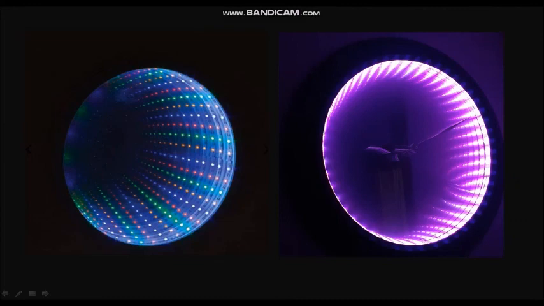This shows the effect of light produced due to the mirror. This is how attractive it's going to look.